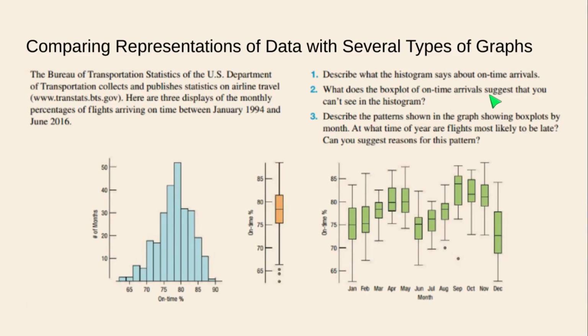What does the box plot of on-time arrivals suggest that you cannot see in the histogram? So here's my box plot. And what I can clearly see right off the bat are these outliers right here. Those are not obvious in the histogram, but I do have some outliers right here. What I can also very easily tell is a good approximation, at least, for the interquartile range. We have about 75 and a half, all the way up to Q3, which looks to be about 82.